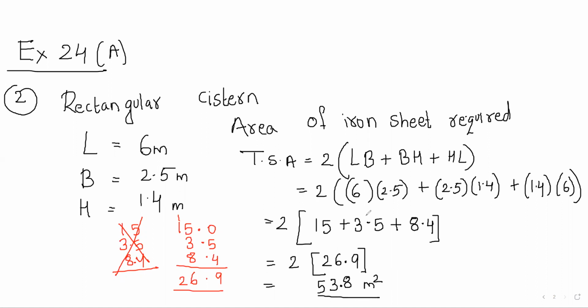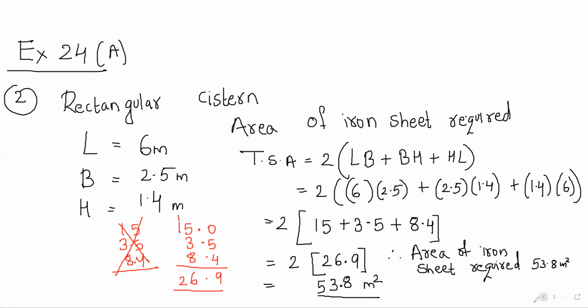So hence we get the final answer. We will write it as, therefore, area of iron sheet required is 53.8 meters square.